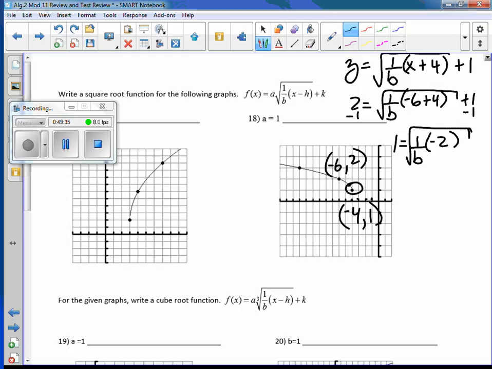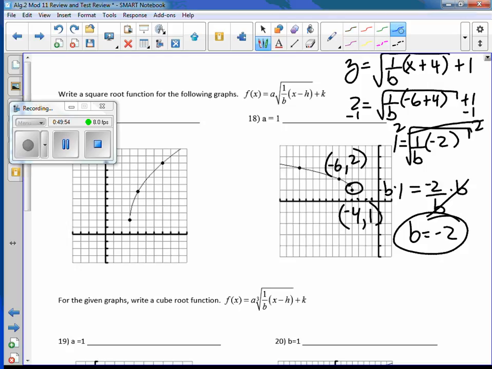And so how do we get rid of the square root right here? We're going to square both sides. And so we get 1 is equal to, the square and the square root cancel, and you get -2 over b. And if you cross multiply, or just multiply both sides by b, you get b equals negative 2. And so that's our equation. So that's going to be 1 over negative 2 of x plus 4, plus 1.